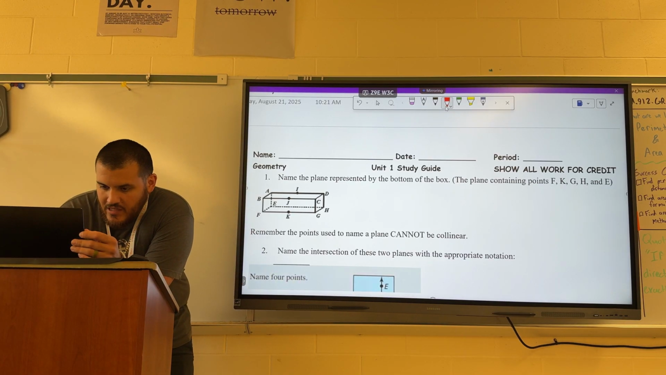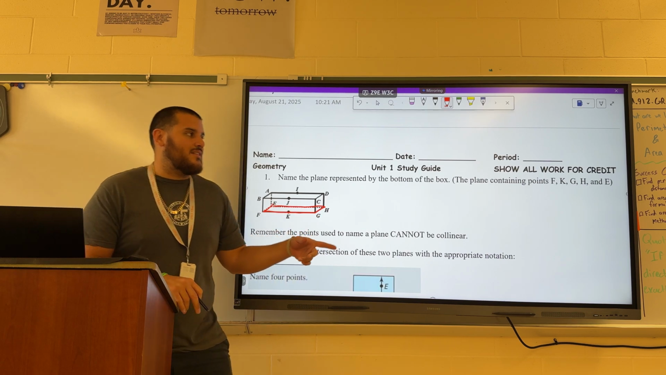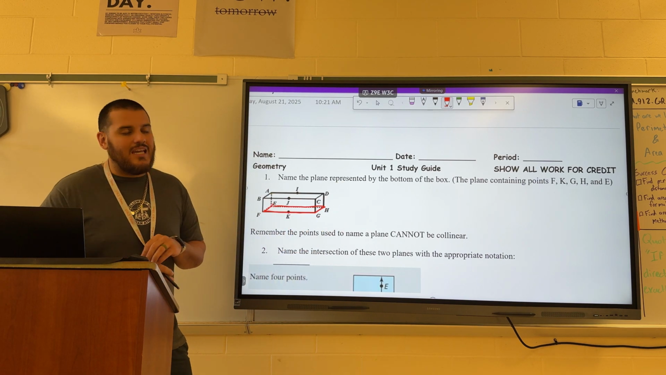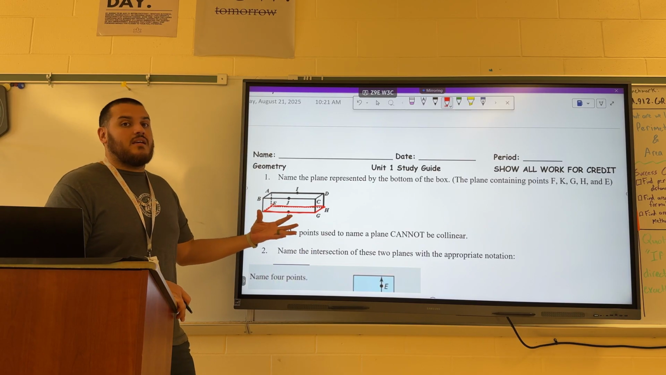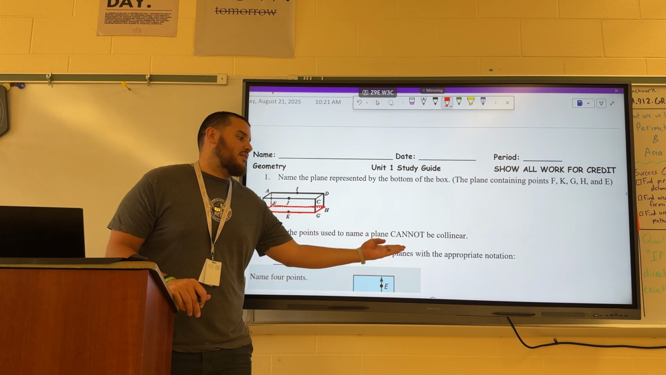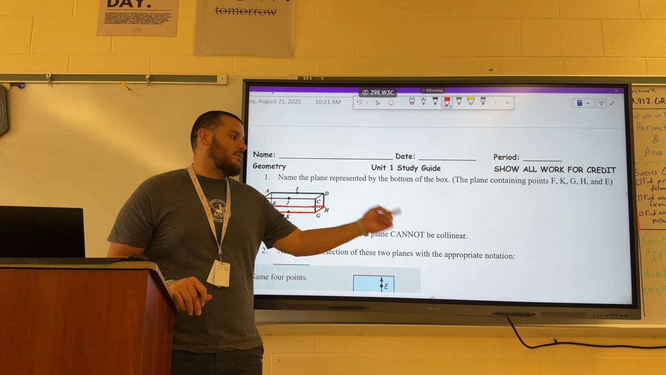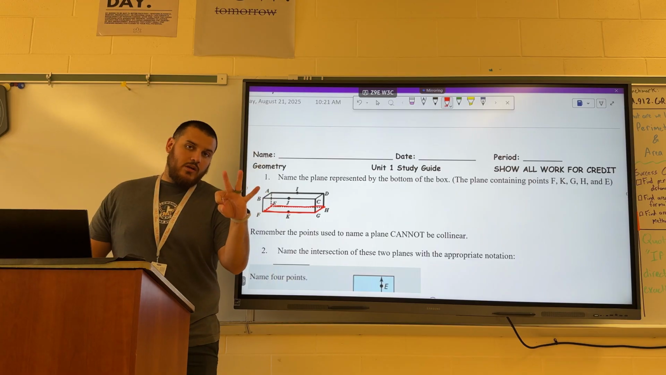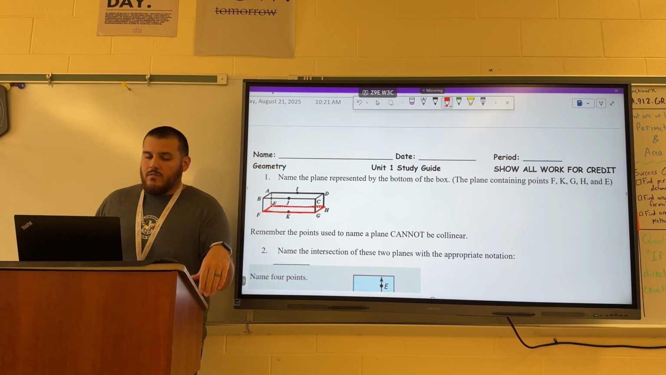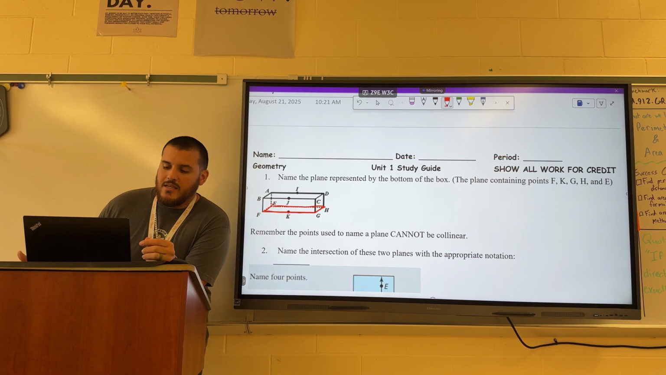All right, for visual sake here, the bottom of the box, we're looking at this portion right here that I'm outlining in red. As it says in the direction, that contains points F, K, G, H, and E. Very important note down here, really what this is assessing is this fact that the points that you use to name a plane cannot be collinear points, right? So we're gonna use 3 points to name any plane, right? They just cannot be on the same line.